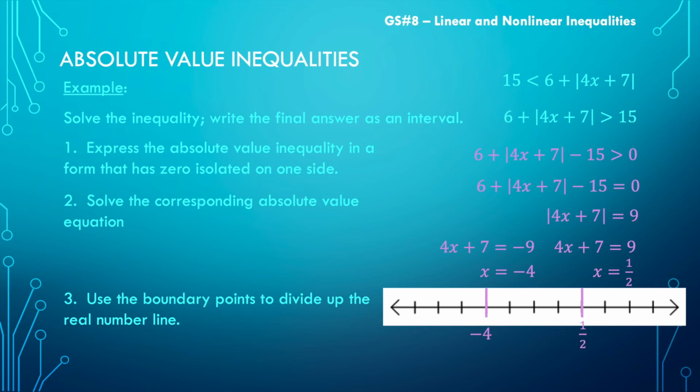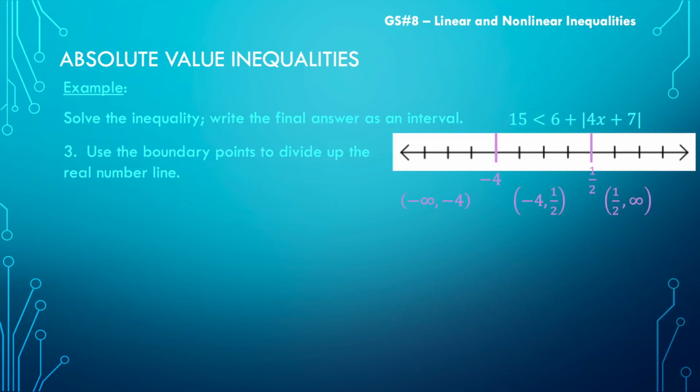And then let's name the intervals, right? Will we use brackets here or parentheses? If you answer parentheses, you are correct. And we have our intervals of negative infinity to negative 4, -4 to 1/2, and 1/2 to infinity, and all of these would have parentheses on them.